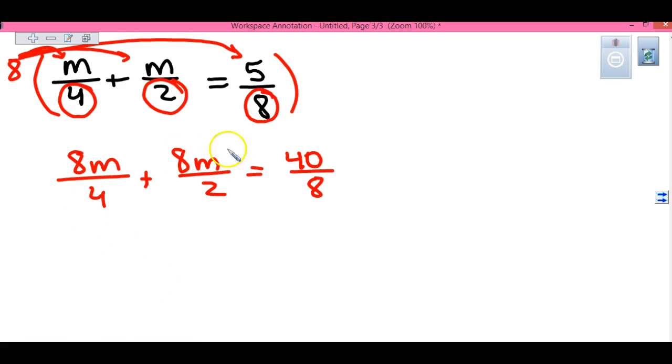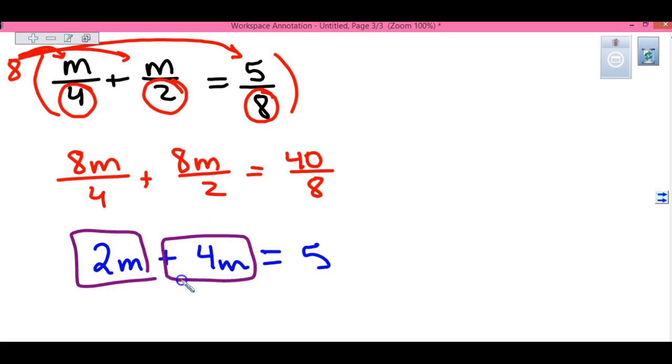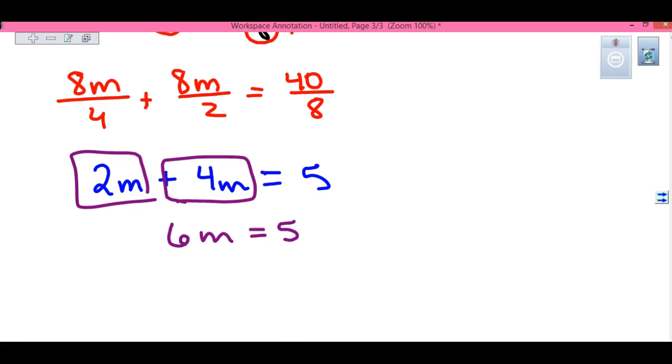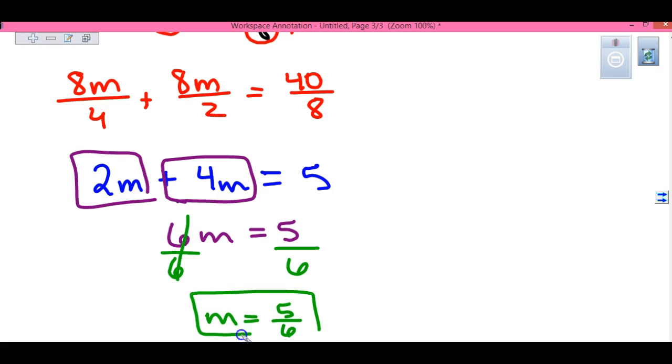Now, we can simplify each fraction. 8 divided by 4 is 2m. 8 divided by 2 is 4m. And 40 divided by 8 is 5. At this point, we can combine our like terms and solve our equation. 2 plus 4, 6m is equal to 5. We can divide by 6 on both sides. This means m is equal to 5/6.